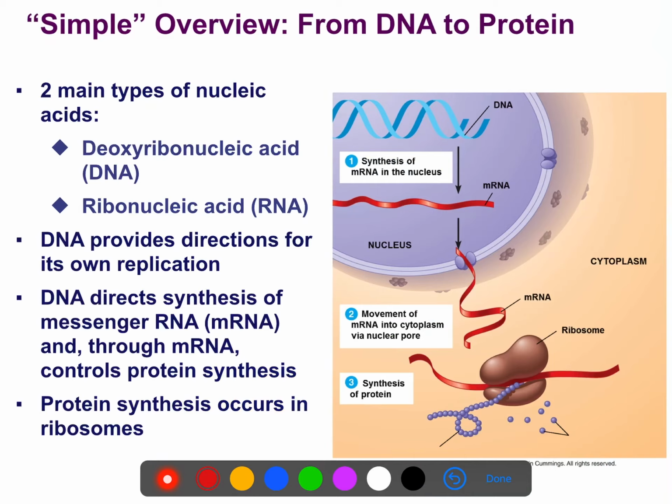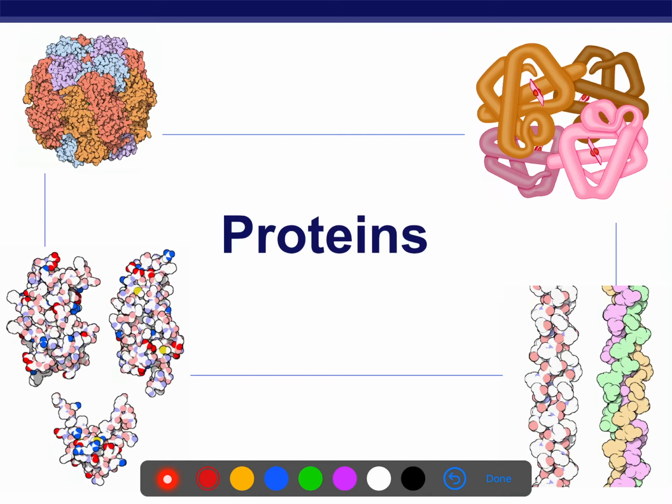And so here's just a simple overview of DNA to protein. Again, we're going to get more into this second semester, but we have our DNA, which is transcribed to mRNA in the nucleus. The mRNA exits the nucleus and finds a ribosome, and then is synthesized into a protein through translation. And we are going to talk about this in much more detail next semester.